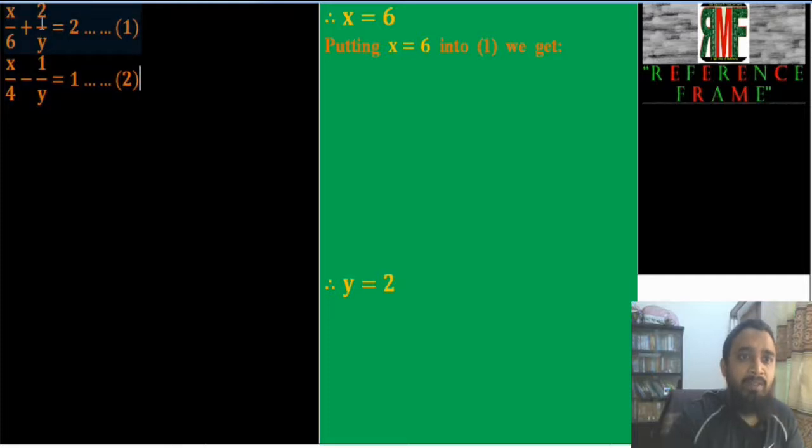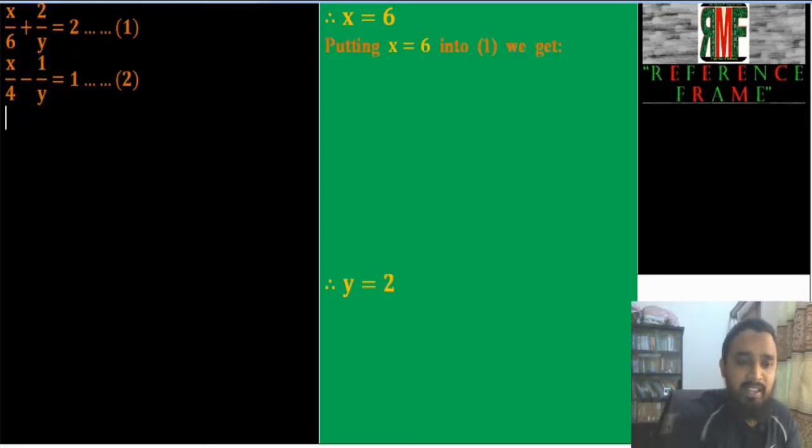So if we multiply the first equation with 1 and the second equation with 2, we're going to have twice x by 6 plus 2 by y is equal to 2, and here if we multiply this one by 2, twice x by 4 minus 2 by y is equal to 1. So in that case, since we're aiming to eliminate y as they are with different signs, we're going to have 2 by y, 2 by y.